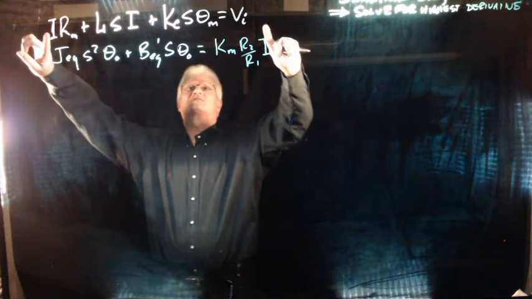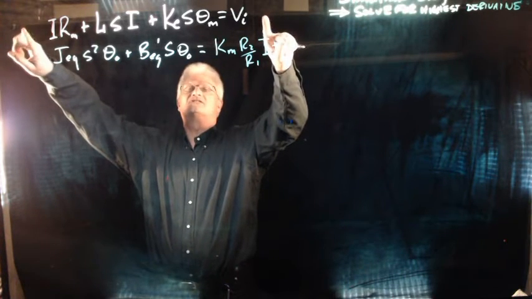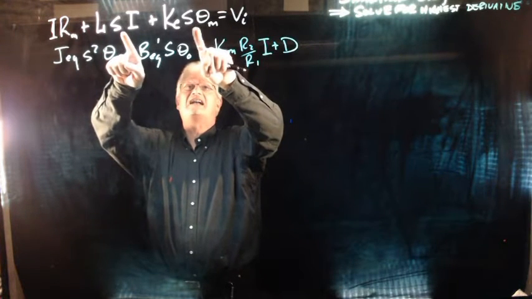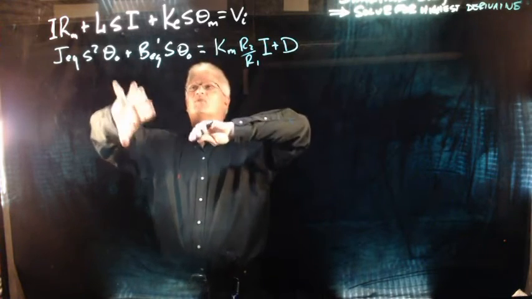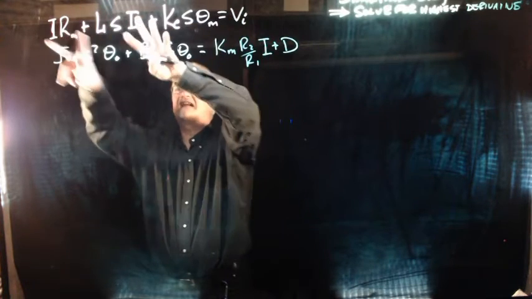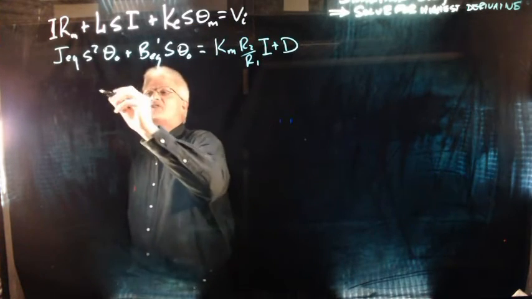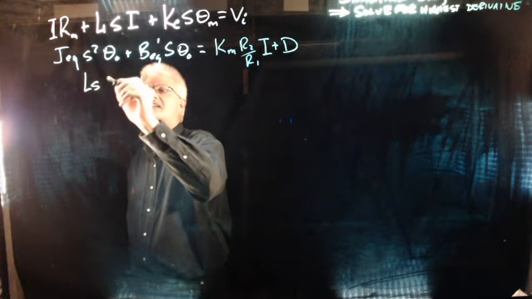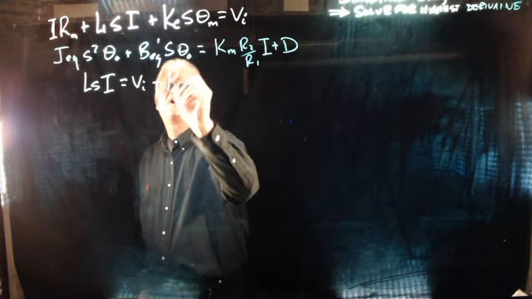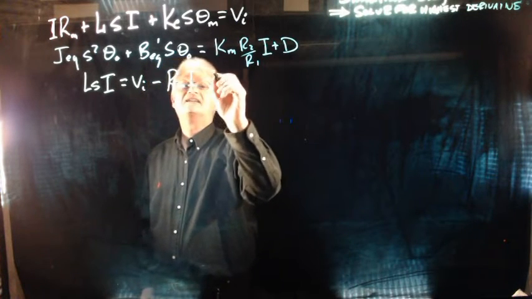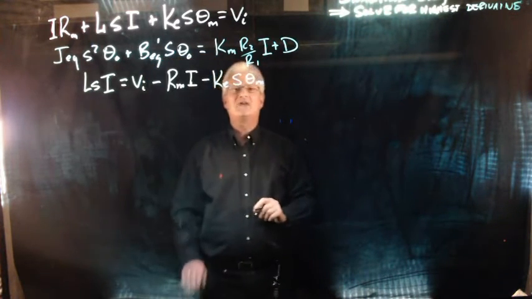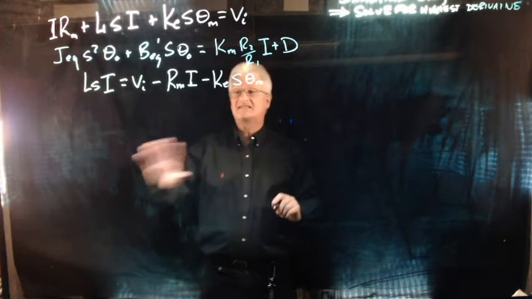The first thing that we're going to see when we try and solve the electrical equation for the highest derivative is that this has an S theta in it and this has an SI in it. So both of these are the same derivative. But what the electrical part of the motion is really telling me is I'd like to solve for I. So I'm going to solve this equation this way. LSI is equal to Vi minus Rm times I minus Ke S theta m. Okay, so I'm going to solve that equation, and I'm going to end up making a block diagram for that.